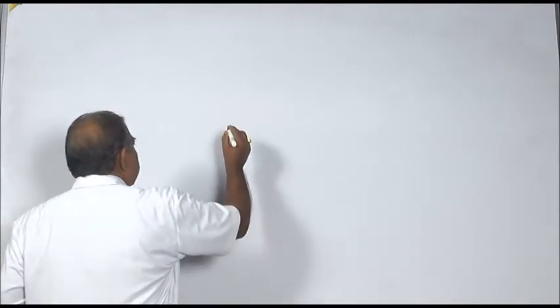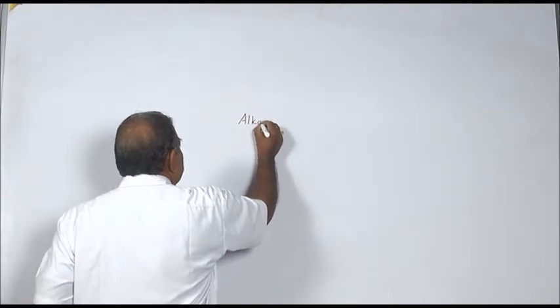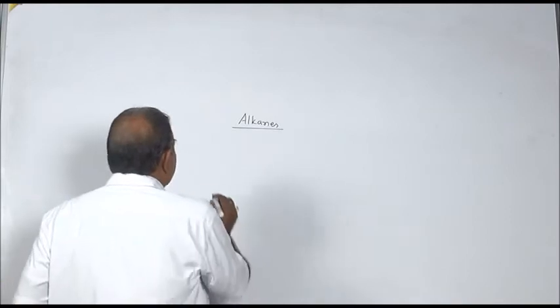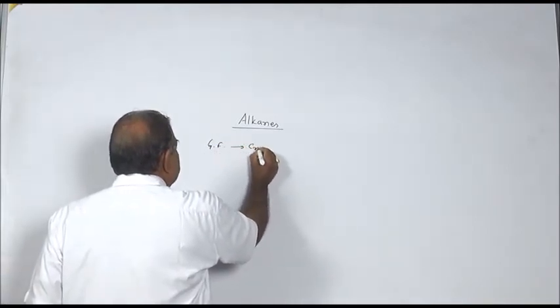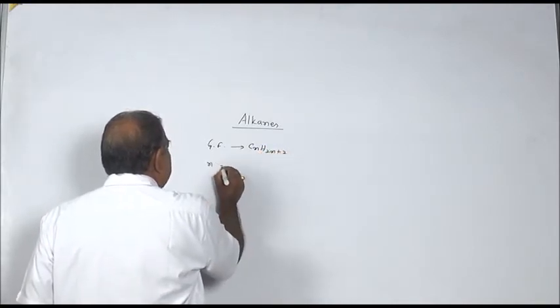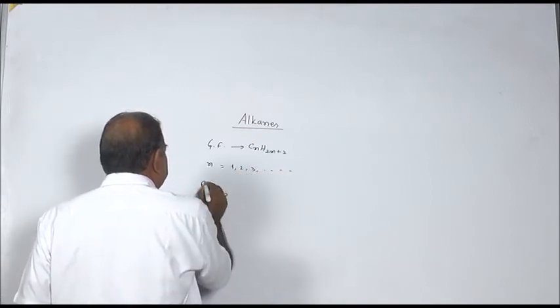Everybody, today I am going to discuss methods of preparation and properties of alkanes. Already we have seen its general formula is CnH2n plus 2, where n value starts from 1, 2, 3 and so on.